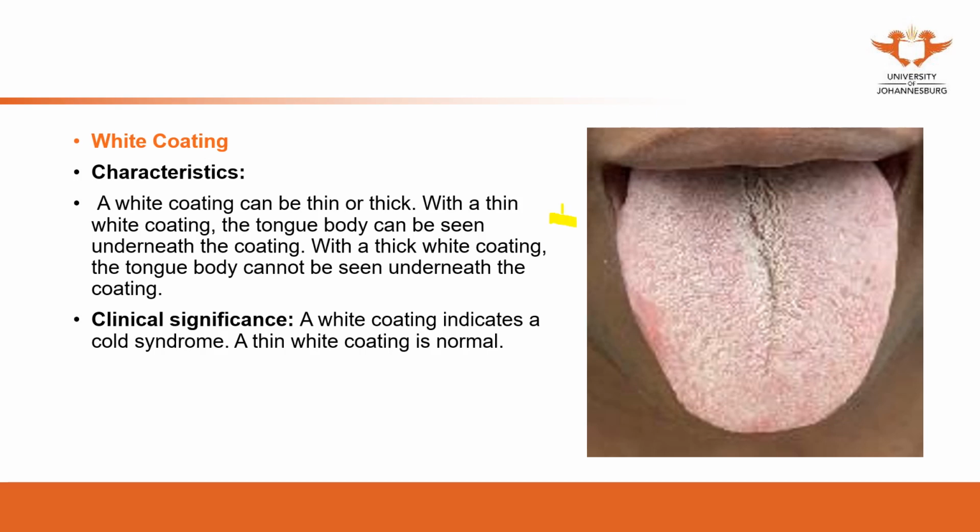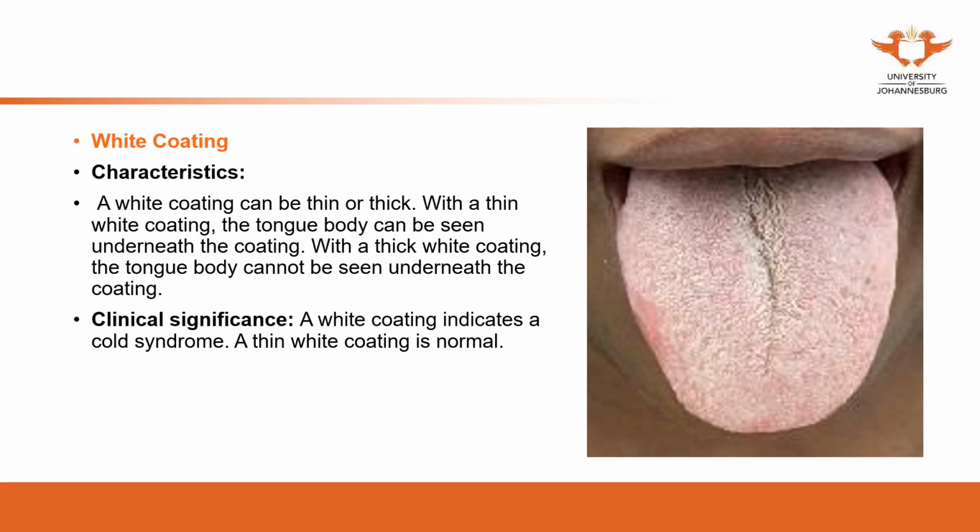So this coating, the image, is it a thin white coating or thick white coating? This can be considered as a thin coating but slightly thick. So if you want to use thin or thick, you can use thin coating on the sides, thick coating here. The reason is you can see through, you can see the tongue, but from here you hardly see any tongue. So the white coating indicates the cold symptoms. A thin white coating is normal.